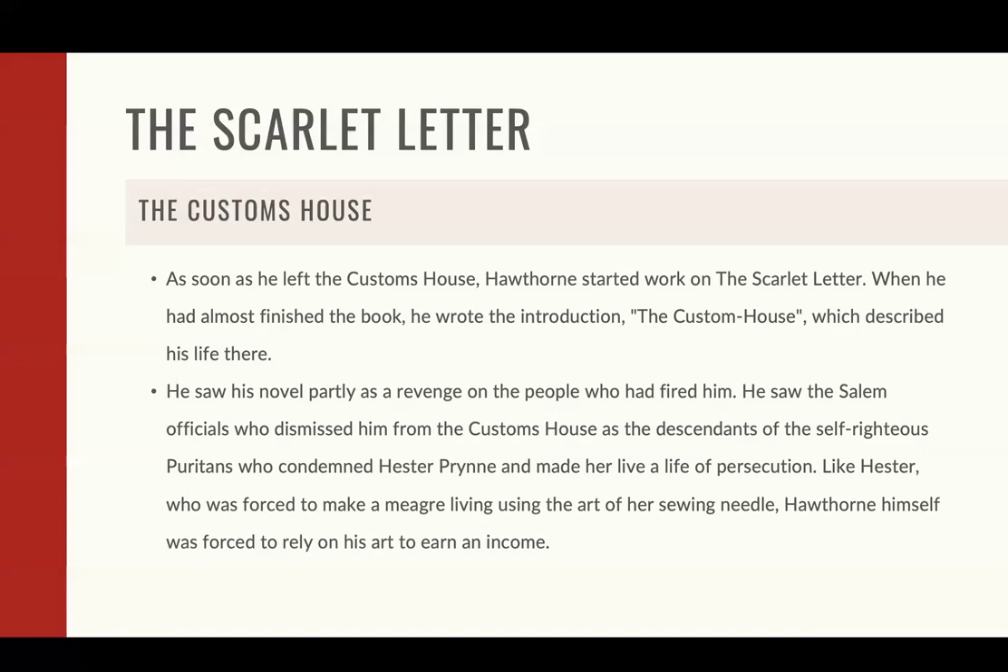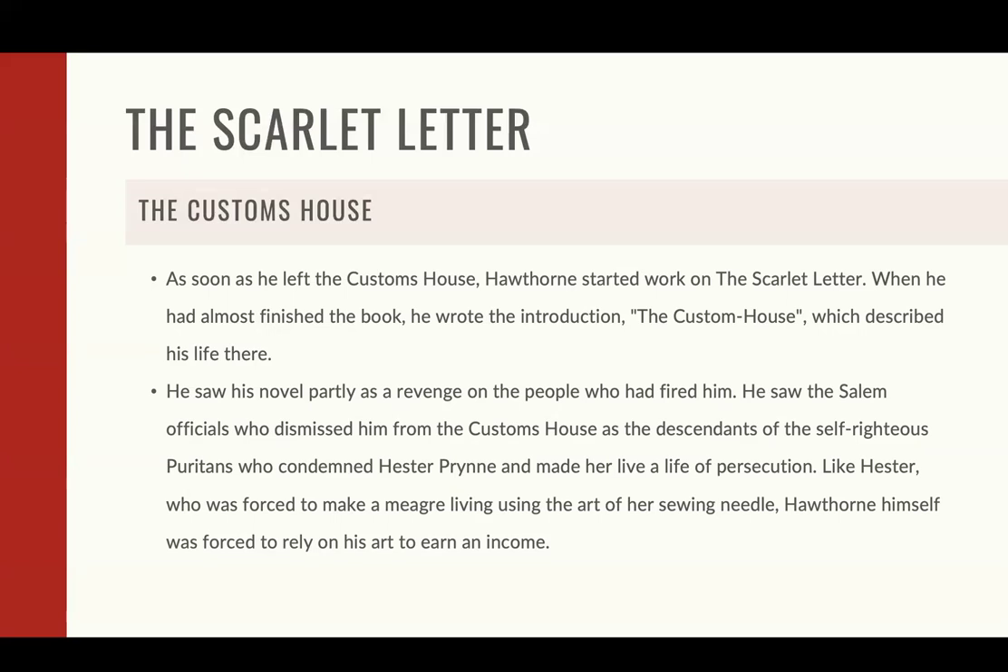However, another reason why he wrote this particular portion was he wanted to have revenge on the people who had fired him. So he saw the Salem officials who dismissed him from the customs house as the descendants of these self-righteous Puritans who condemned Hester Prynne and made her live a life of persecution. So, like Hester, who was forced to make a meager living using the art of a sewing needle, Hawthorne himself was forced to rely on his art to earn an income.